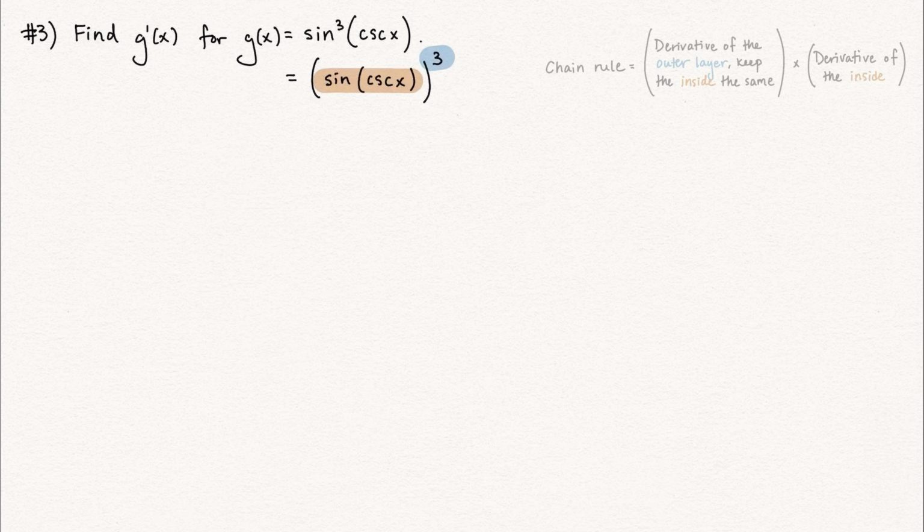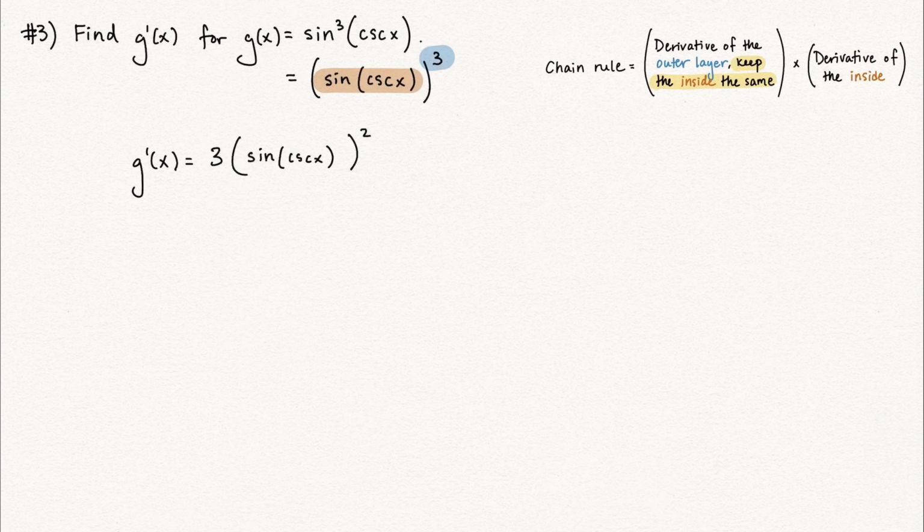Okay, let's apply the chain rule to take the derivative. So we get that g prime of x will be equal to, the first term will be to differentiate the outer layer. So that's differentiate the cubic term. So we're going to get 3 times something squared, right? And again, this is only differentiating the outer layer. And then we're going to keep the inside the same. So we're going to plug the sine of cosecant x, our orange colored function, back in. So this is going to be sine of cosecant x on the inside.